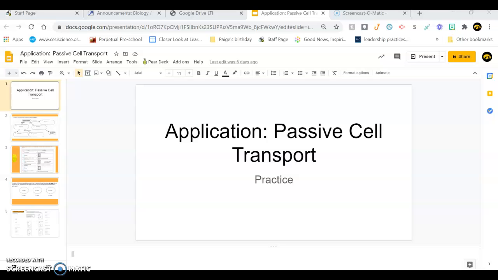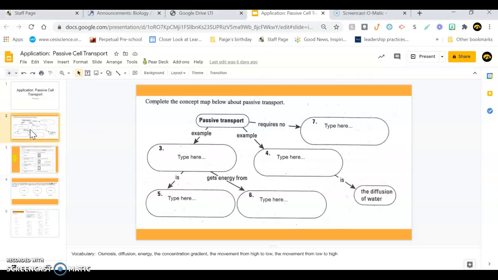Okay, you guys, we had a lot of questions about our application passport on passive cell transport, so I wanted to go through each of these slides so you know what you're doing. In slide number 2, of course, this is a concept map, but I want to show you down here there is vocabulary or a word bank. Please use the word bank. We had a lot of trouble with some strange answers. Lots of guessing. I don't want you to guess. I want you to use the vocabulary.